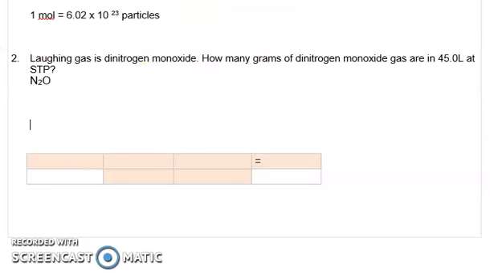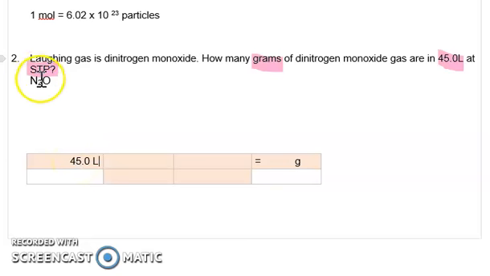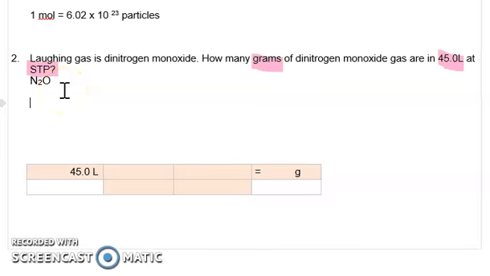How many grams? Oh man, we are already starting with finding stuff. How many grams of dinitrogen monoxide are in 45 liters at STP? Okay, there's a lot of information here. So they're asking for grams, so my final answer has to have grams. And I start with 45.0 liters. And because they said STP, I know that I can use 1 mole is equal to 22.4 liters. They gave me a lot of information there.